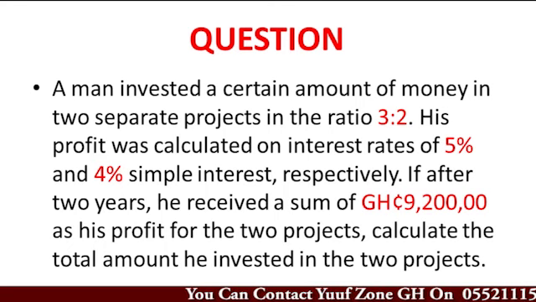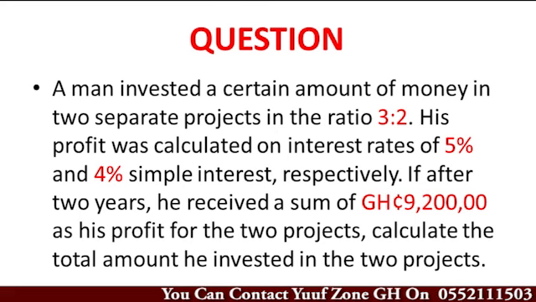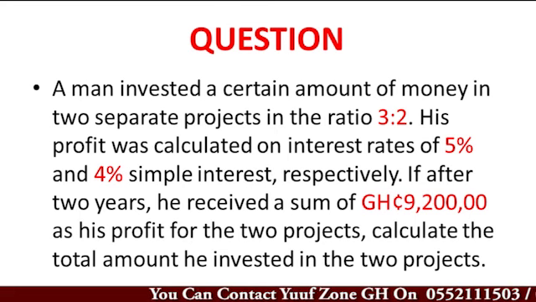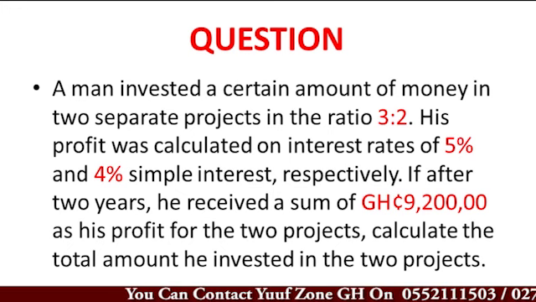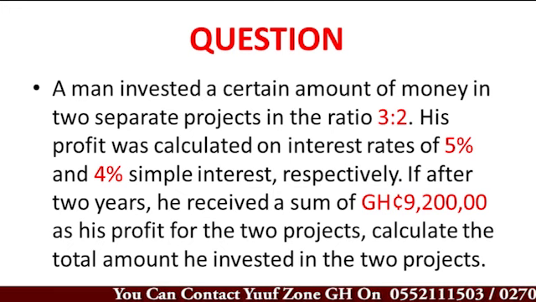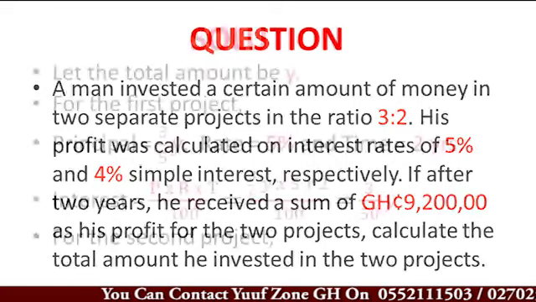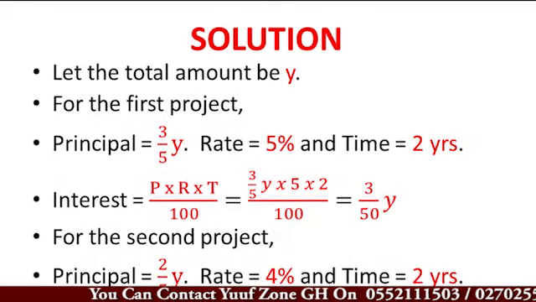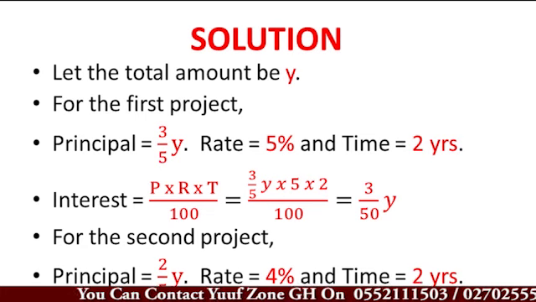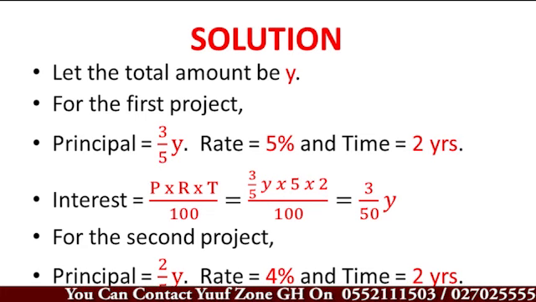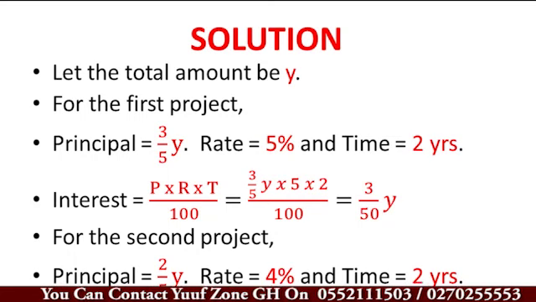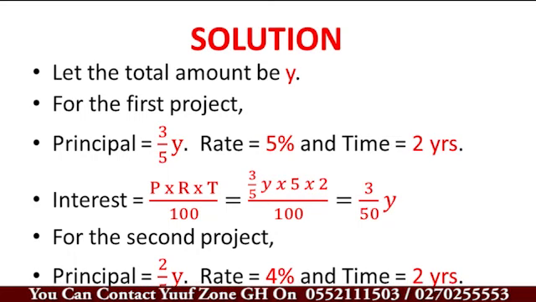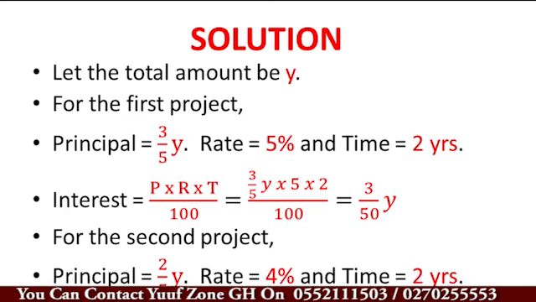So this is how practical the whole thing is. They are asking how much did the man put into the two projects before he was able to get 9,200 Ghana cedis? This is very simple to solve. Let's go to the solution. So there you are. Let's look at it. When it happens like this, it means that the total amount the man put into the business is not given. The 9,200 you are seeing over there is just the profit for the two projects.